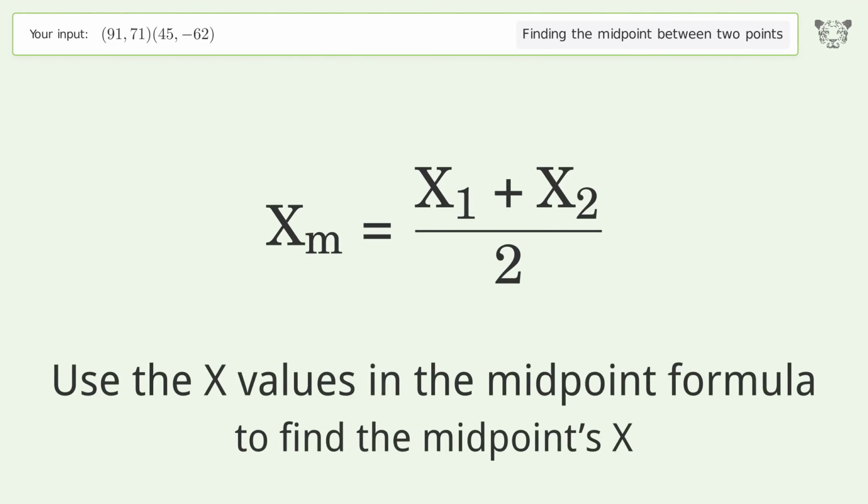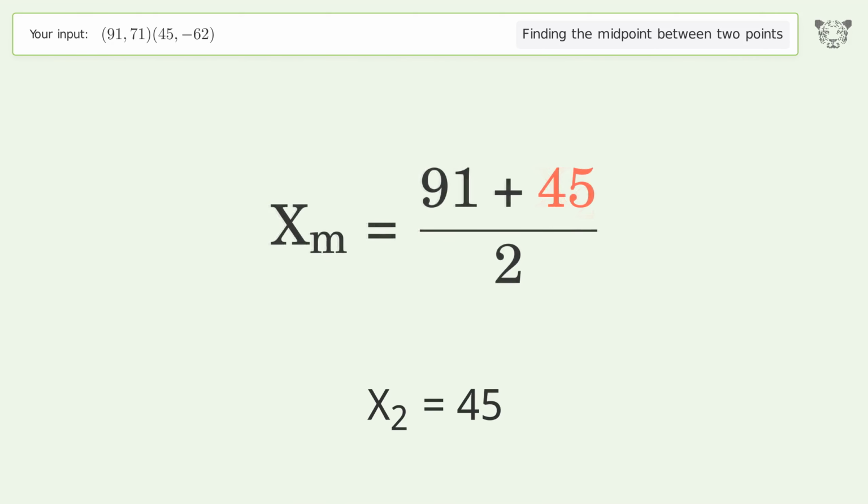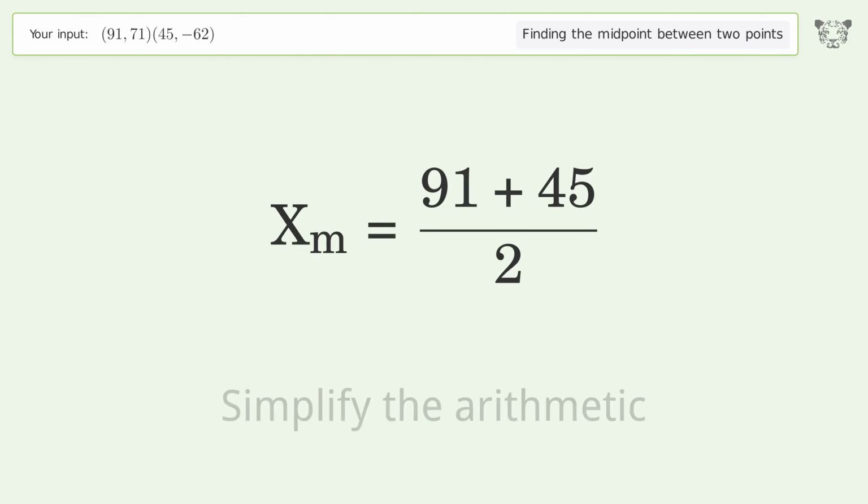Use the x values in the midpoint formula to find the midpoint's x. x1 equals 91. x2 equals 45. Simplify the arithmetic.